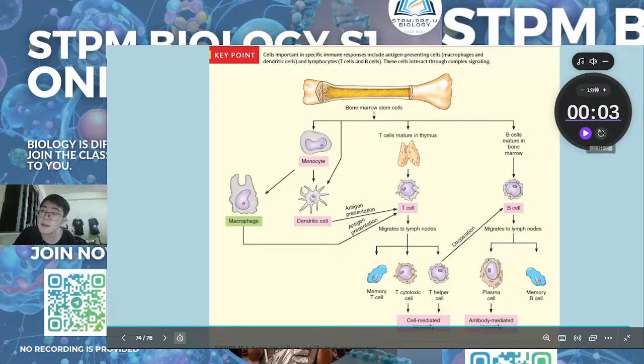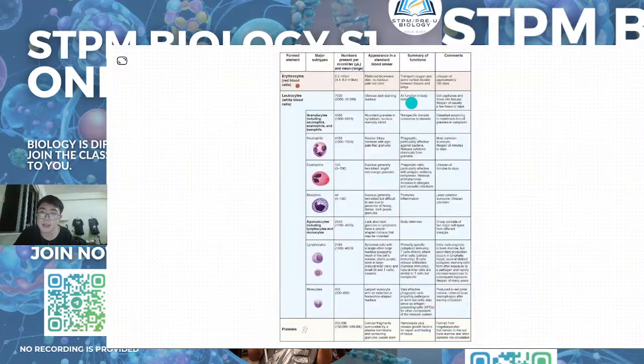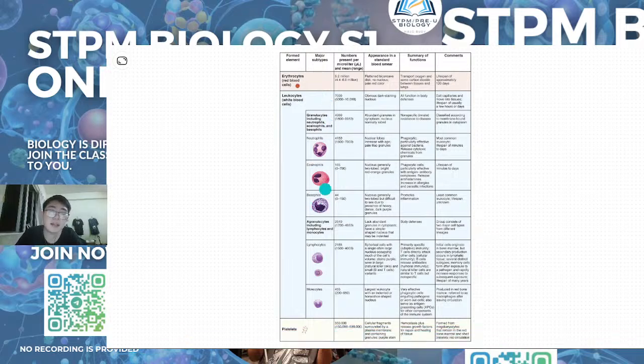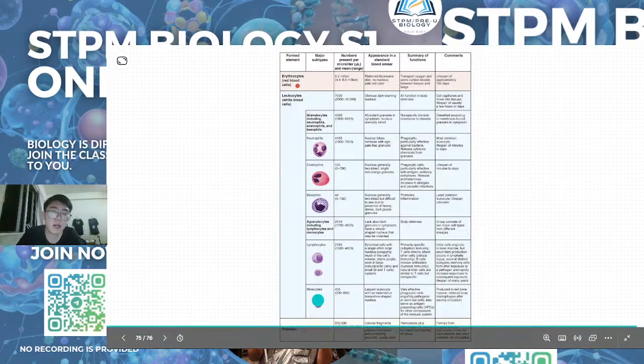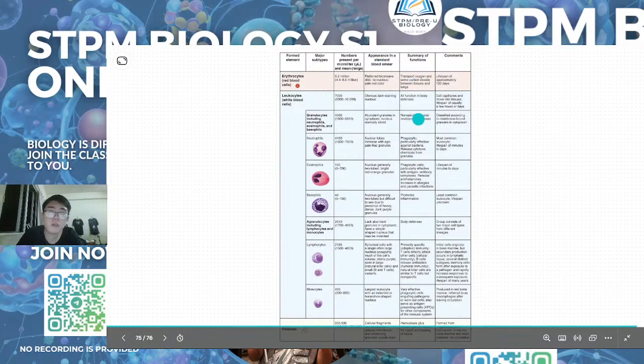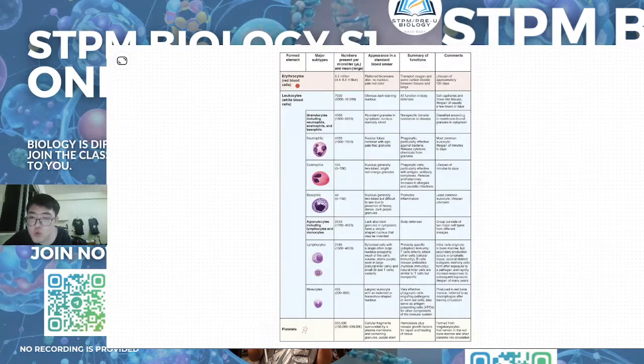So yang ni lah, yang ni semua. Yang ni you need to know it. What are the structure? You need to know how to draw it. What are the structure of the leukocyte? And then what are the main function of the leukocyte, and also red blood cell and platelet lah. Okay, so that's all for animal specialized tissue.